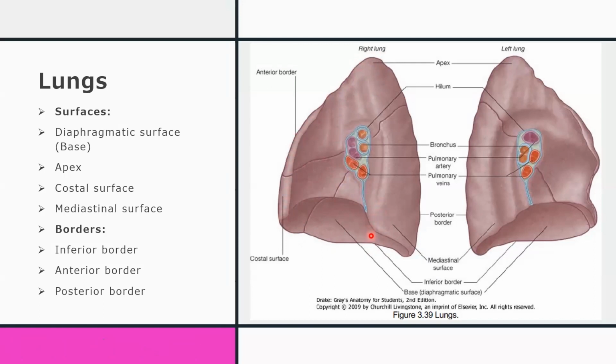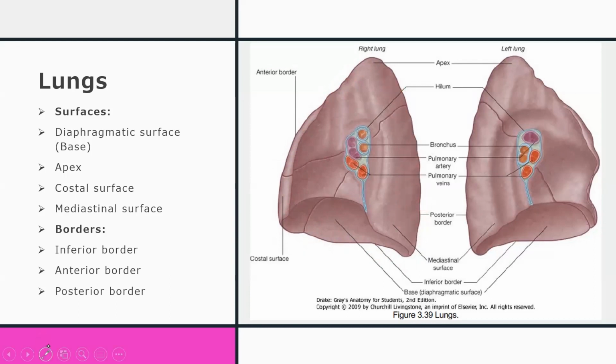Then there are a few borders, actually 3 borders. Inferiorly, you have the inferior border, which separates the costal surface from the diaphragmatic surface. And here you have the anterior border. It separates the costal surface from the mediastinal surface. Both the inferior border and the anterior border are sharp. Then the other border is the posterior border. It is a bit round.